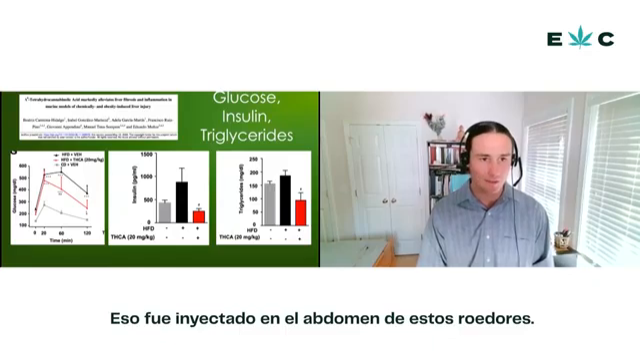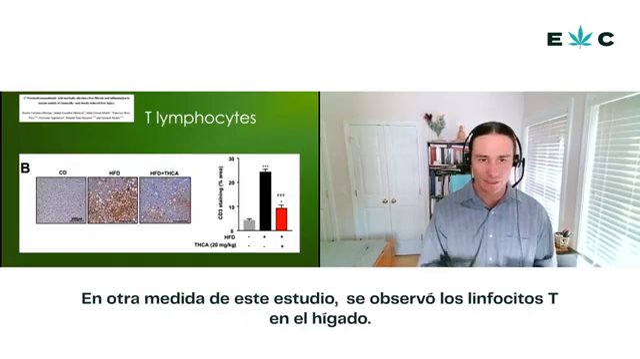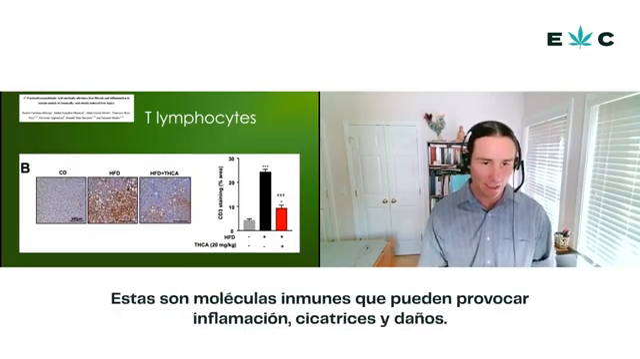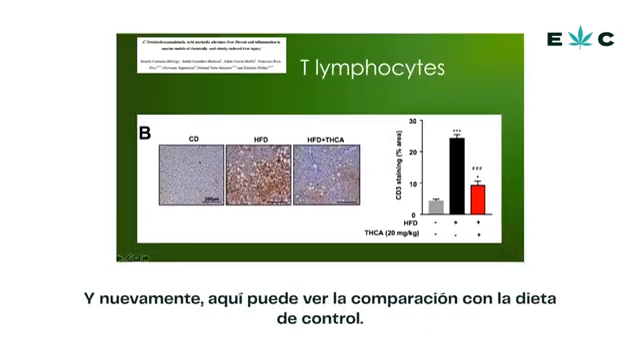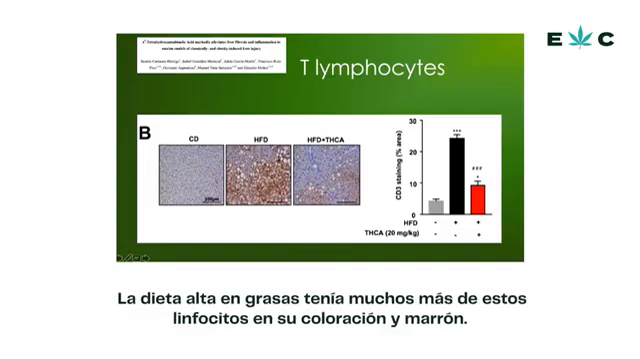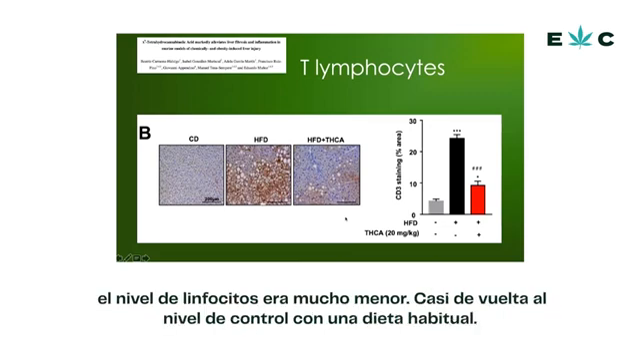that was injected into the abdomen of these rodents. Another measure of this study looked at the T lymphocytes in the liver. These are immune cells that can lead to inflammation and scarring and damage. And again, here you can see that compared to the control diet, the high-fat diet had a lot more of these lymphocytes. They're staining in brown here. You can also see the evidence of scarring. But when THCA was administered, the level of lymphocytes was much less, almost back down to the control level here with the normal diet.